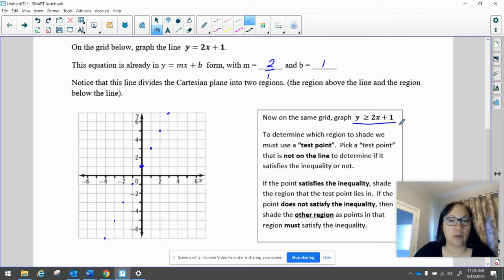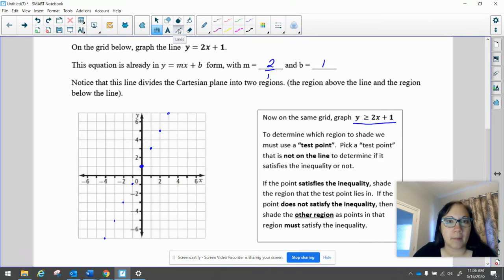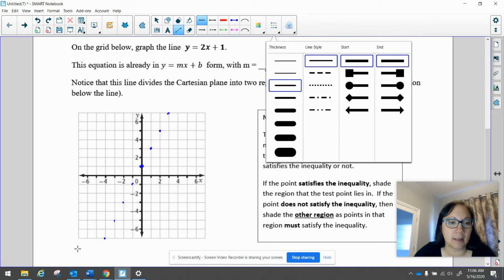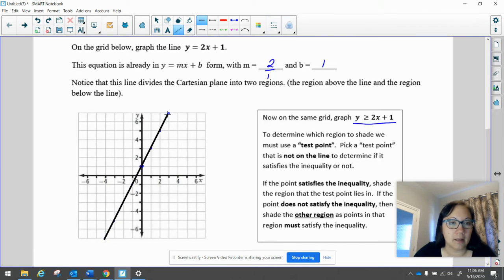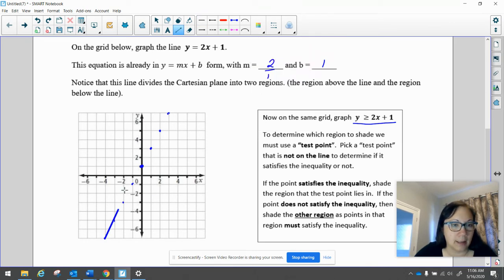One thing that I have to note is whether I'm going to connect these dots using a dashed or a solid line. Hopefully you remember this from MFP 10, but if we have that equals to little bar underneath, it's going to be a solid line because any of the points on the line are solutions. So I'm going to go ahead and graph that line using a solid line. I'm going to change the color so it stands out a bit more.